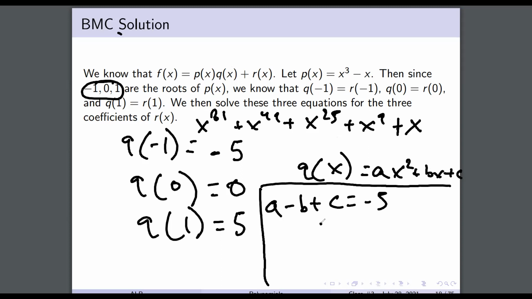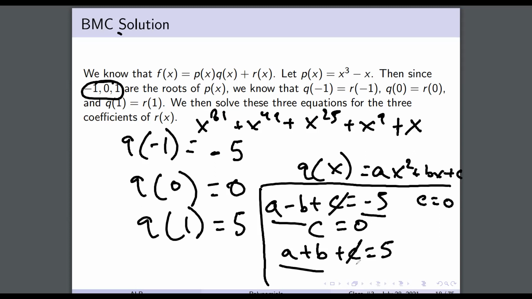We also get c equals 0. And we got a plus b equals 5. Now if we solve this, we already know that c equals 0. And that means a minus b equals -5 and a plus b equals 5. So then simply a also equals 0 and b equals 5.